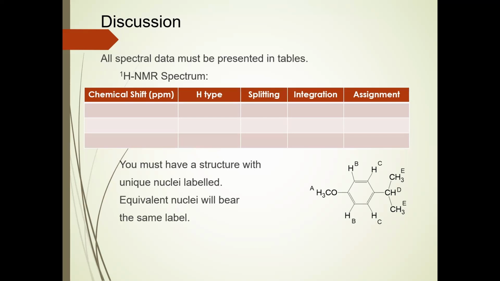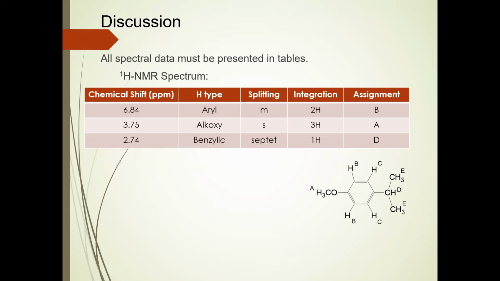So in this case, you can see the methoxy, we labeled A. The equivalent hydrogens are given the same label. So these are both labeled hydrogen B because they are equivalent to each other. These are given the same label C because they are equivalent to each other as well. And then again, the 2 methyls for the isopropyl group are equivalent, so we give them the same label. But you do need to have a labeled structure, otherwise we don't know what the labels mean in your table.